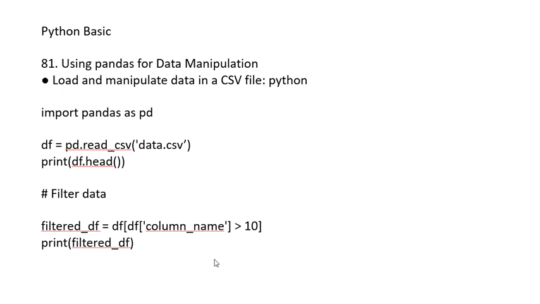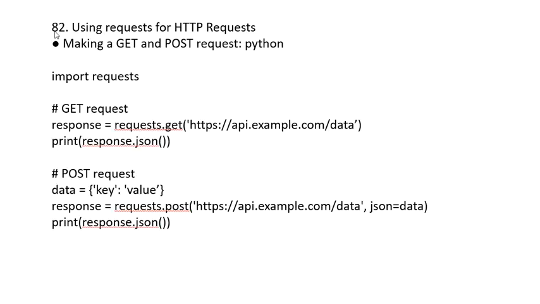Topic 82 is using requests for HTTP requests and making GET and POST requests in Python. So use import requests, and for the GET request: response equals requests.get('https://api.example.com/data'), and print(response.json()).